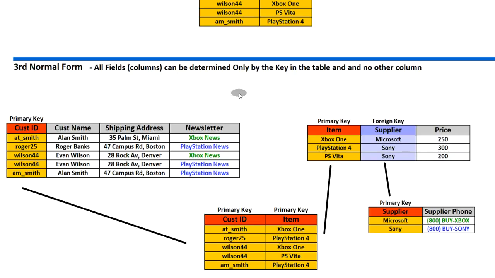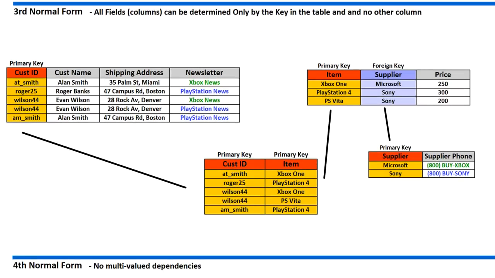Okay, so now all columns can be determined only by the key in the table and no other column. Well, this side is done for sure. There's no further way to normalize it. There's only this side left. So fourth normal form: no multi-valued dependencies. Well, what does that mean? What's a multi-valued dependency? It's basically this.